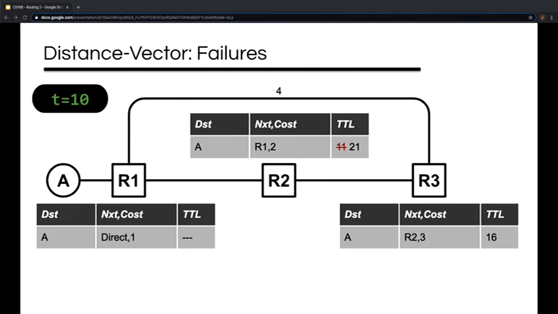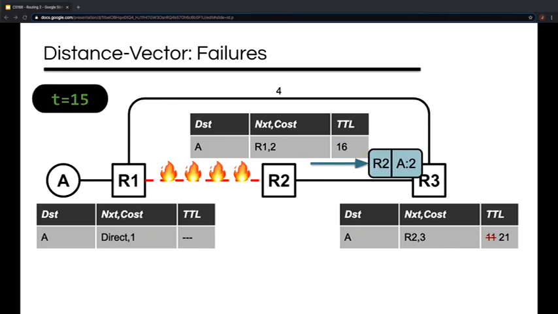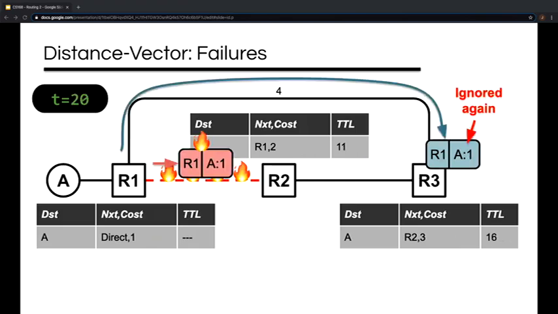So now let's say, right at this moment, immediately after R2 processed this advertisement, that's when the link fails. This route is now worthless, but nobody knows it yet. So 5 seconds later, R2 advertises to R3 again. R3's route gets recharged, so now it's got 21 seconds again. 5 seconds after that, R1 sends its update again. R3 ignores it again. But the one to R2 is never going to get there, right? Because this link is down. So R2's route doesn't get recharged. It's just going to keep counting down.